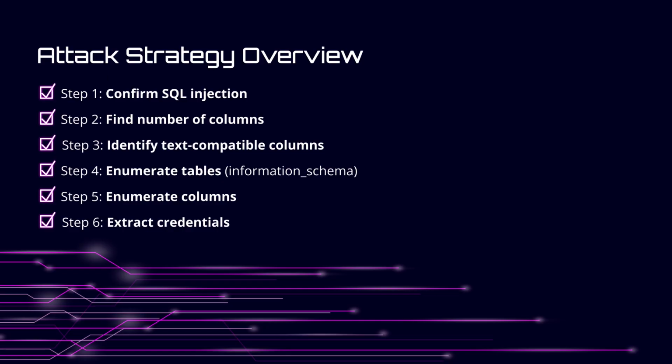Once that's done, we move on to enumerating the database structure using the information schema. This allows us to discover table names and then the columns within those tables. Finally, we extract the user credentials and use them to log in as the administrator.